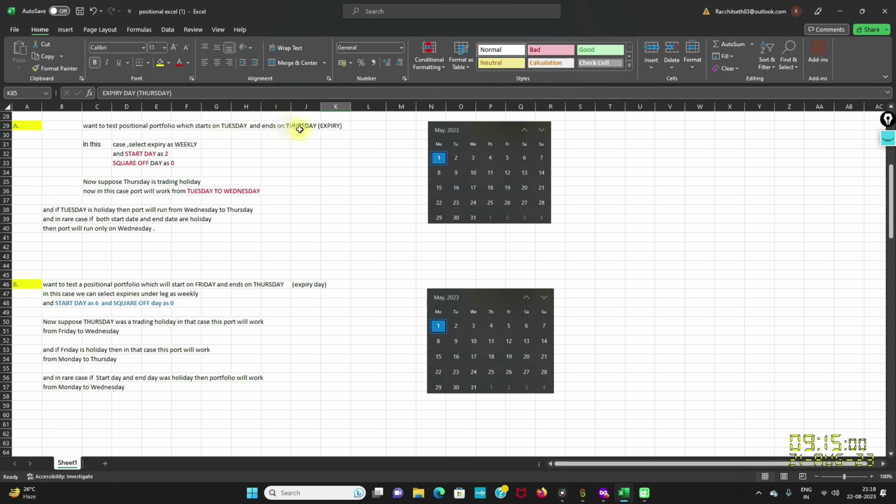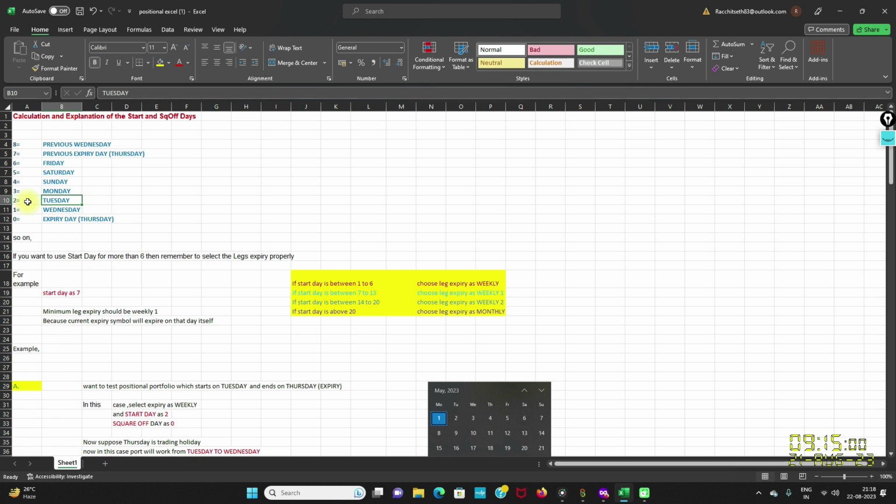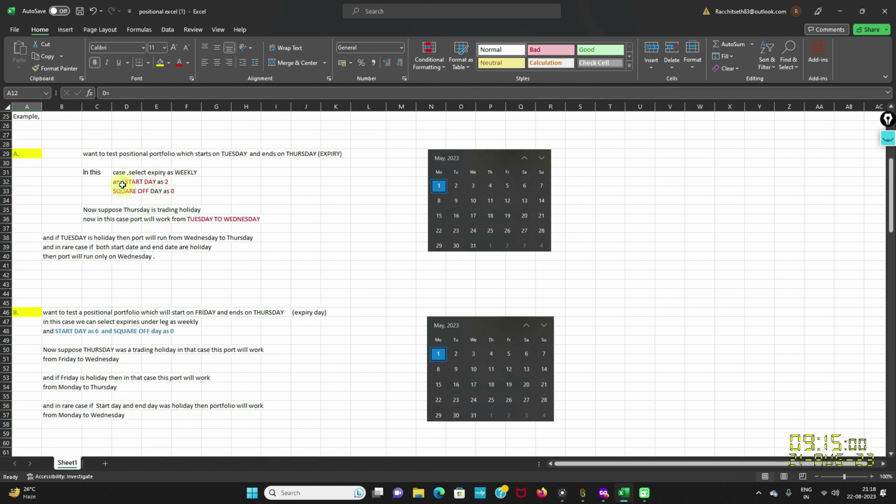Now, moving ahead to another example, suppose you want to backtest a positional portfolio which starts on Tuesday and ends on Thursday. Thursday is your expiry for Nifty and Bank Nifty. You want to start on Tuesday, square it off on Thursday and see the performance. Then select expiry as weekly, because the start day will be 2 and the square off day will be 0. Tuesday is assigned 2 and Thursday is 0.